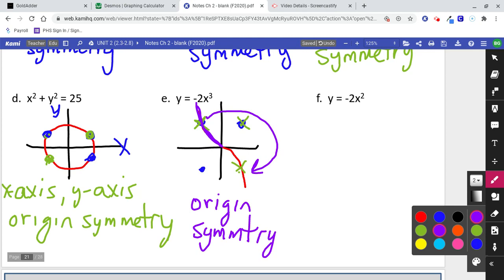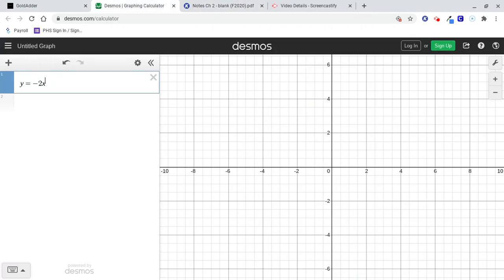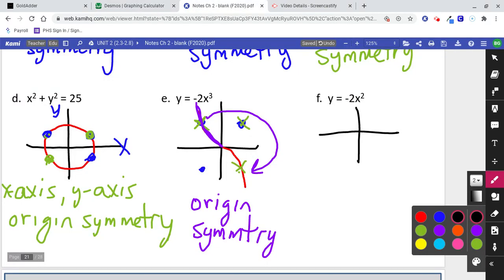Next one, negative 2x squared. If you know what that looks like without Desmos, then great. Some of you probably do. Negative 2x squared is an upside down parabola. Appears to have which type of symmetry? Y-axis. You fold it over the y-axis. That's y-axis symmetry. Okay, y-axis symmetry.